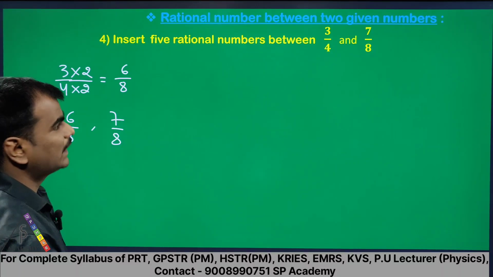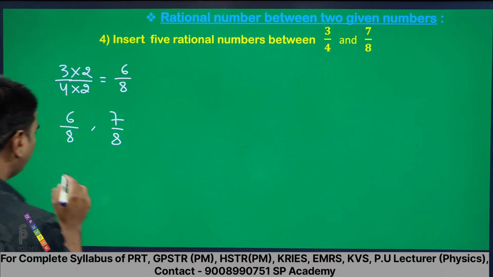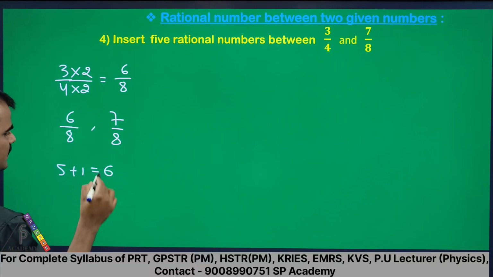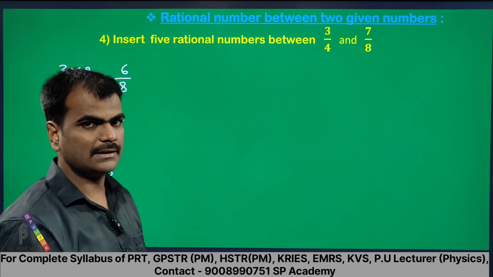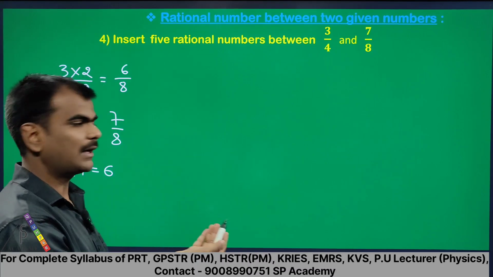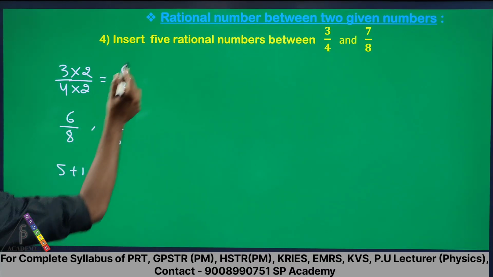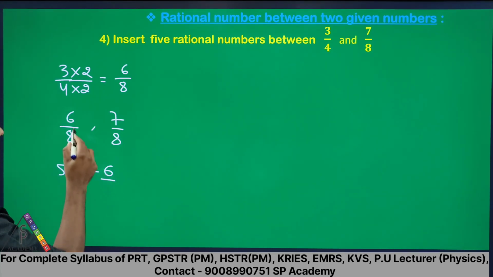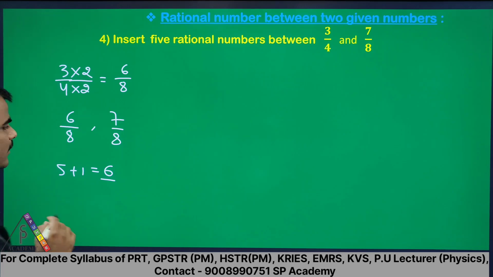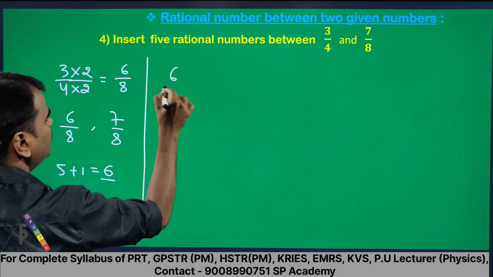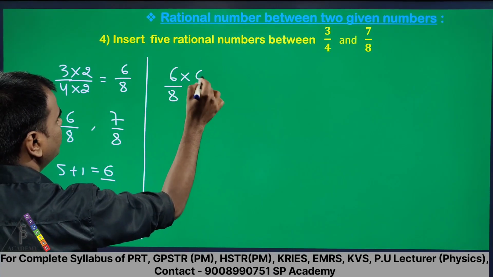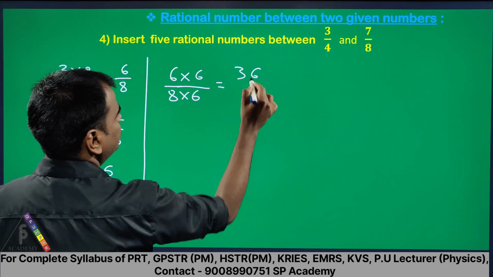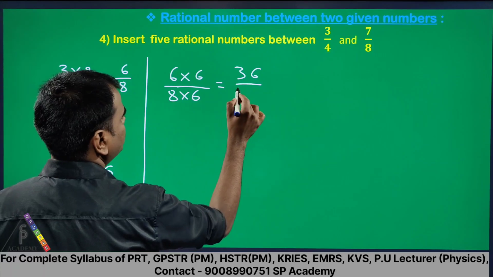Now how many rational numbers do we have to find? 5. So for 5 rational numbers we have to add 1, that is 6. For example, if you want to find 6 rational numbers, we add 1 to 6, that will be 7. Now to find 5 rational numbers, 5 plus 1 is 6. We have to multiply and divide these two numbers by this 6. Therefore 6 by 8 multiplied and divided by 6 is 36 by 48.